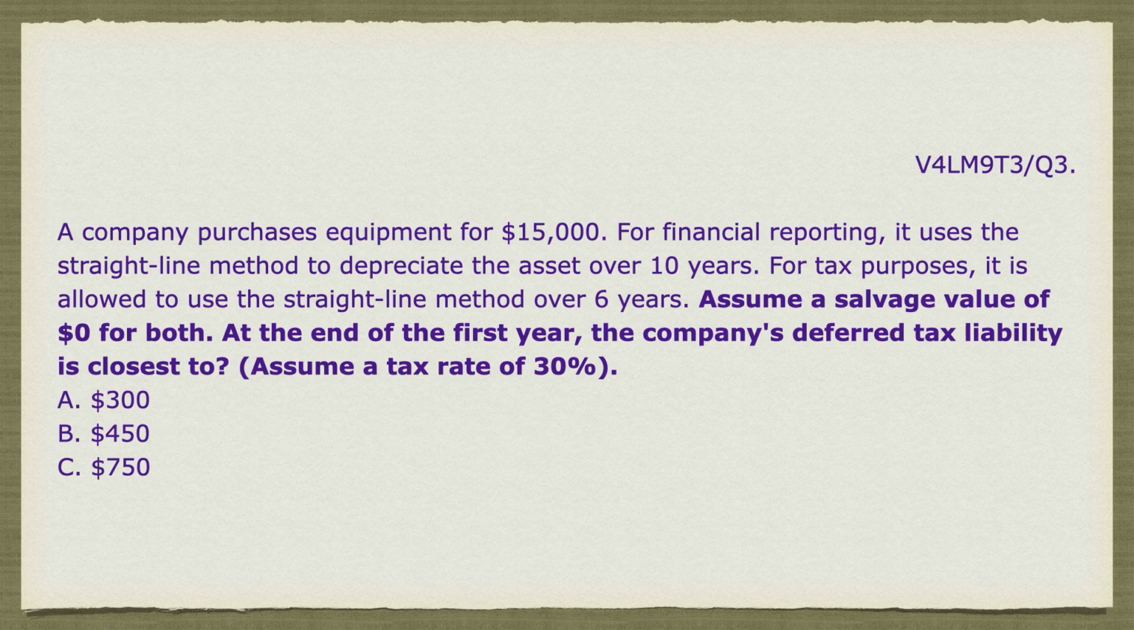A company purchases equipment for $15,000. For financial reporting, it uses the straight-line method to depreciate the asset over 10 years. For tax purposes, it is allowed to use the straight-line method over 6 years. Assume a salvage value of $0 for both. At the end of the first year, the company's deferred tax liability is closest to. Assume a tax rate of 30%. A, $300, B, $450, C, $750.